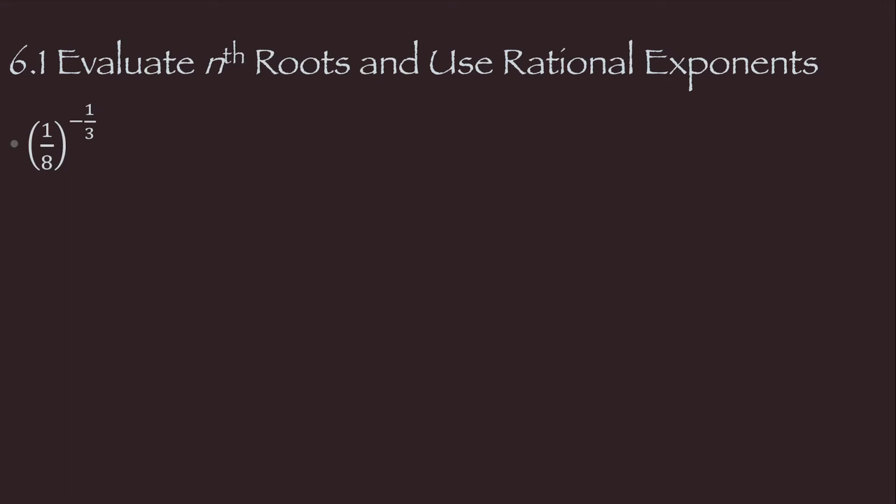All right, 1/8 to the negative 1/3. Well, the negative exponent means we reciprocal the base, if you remember that before. So the reciprocal of 1/8 is 8. And then the index now is 3, so it'd be the cube root of 8, which is 2.